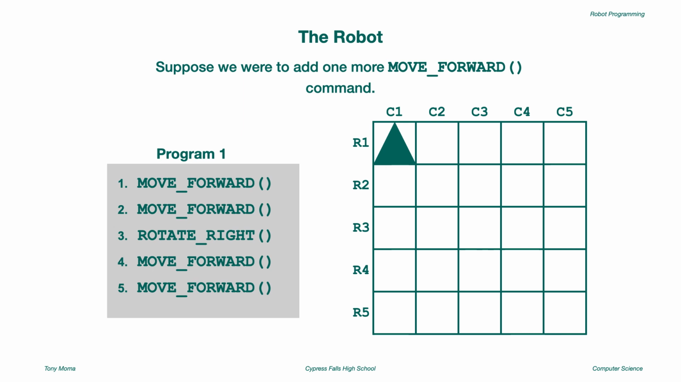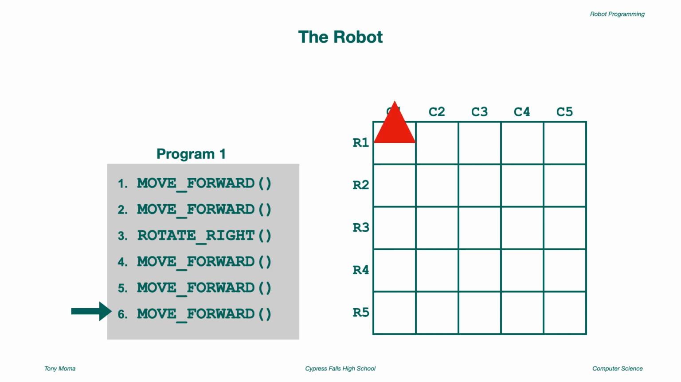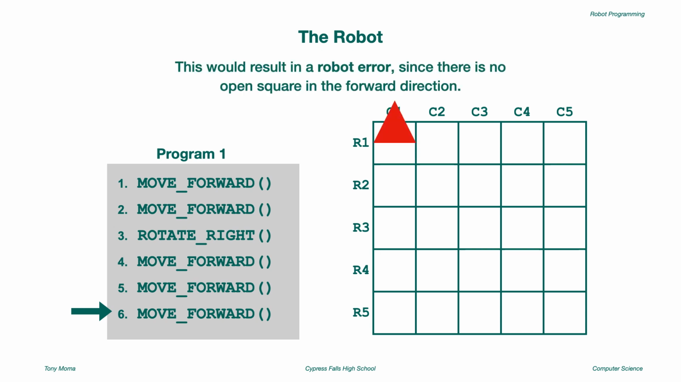Now suppose we were to add one more move forward command to the program. When we execute that, this would result in a robot error because there is no open square in the forward direction. Anytime an instruction results in the robot moving off of the grid, we call that a robot error, and anytime a robot error occurs, that ends the program.